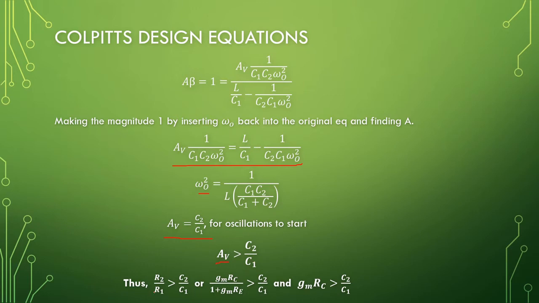So for op amp, R2 over R1 should be larger than our ratio. For BJT without the gain stabilized, GMRC should be larger. And if we add an extra emitter resistor for stabilization of the gain, that middle equation should be satisfied. Okay.